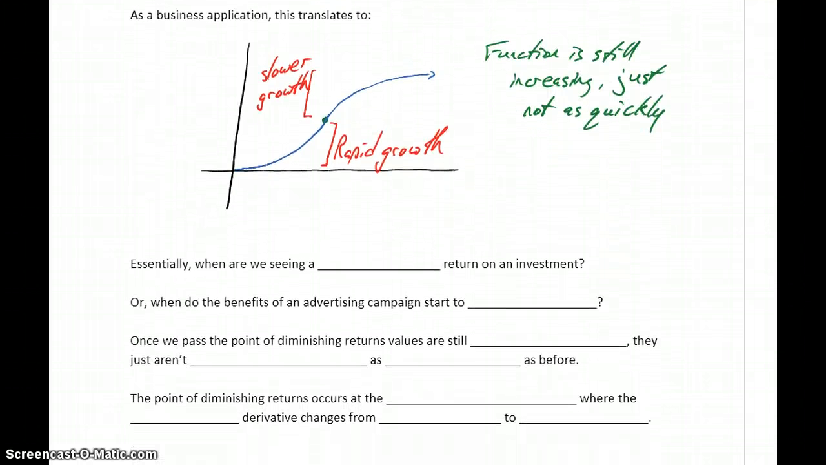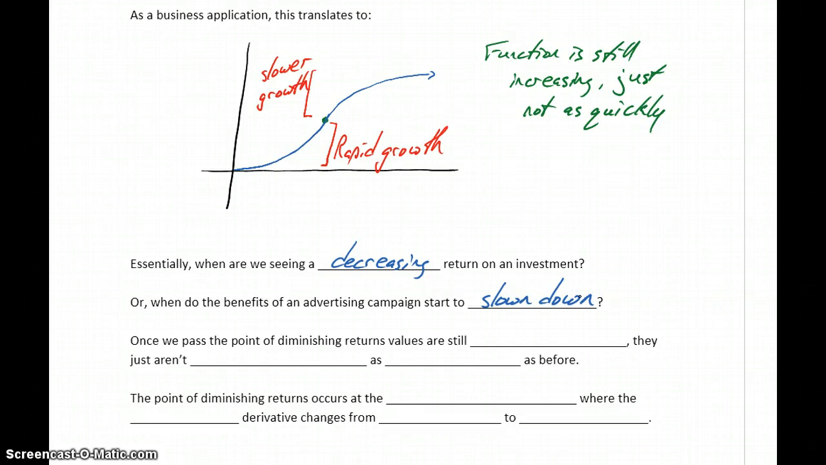So essentially, when are we seeing a decreasing return on an investment? So not the idea that we're losing money on an investment, but at what point would an investment start generating less return each month? So still making more money, just not making us money as quickly. Or another question would be, when do the benefits of an advertising campaign start to slow down?